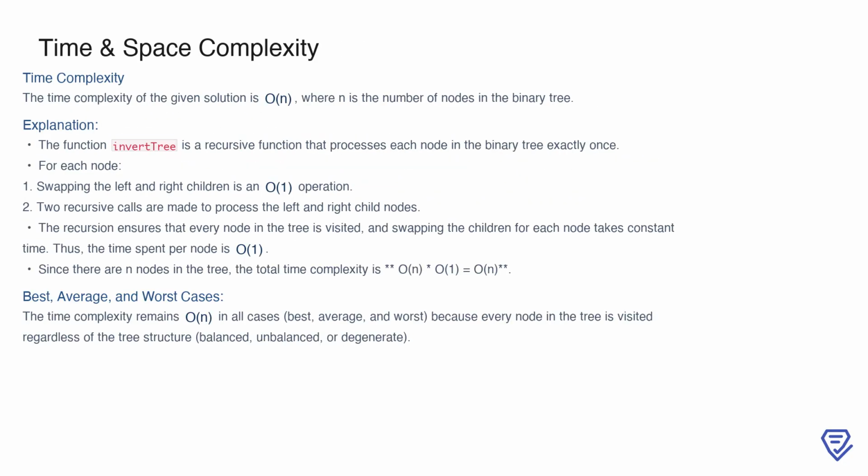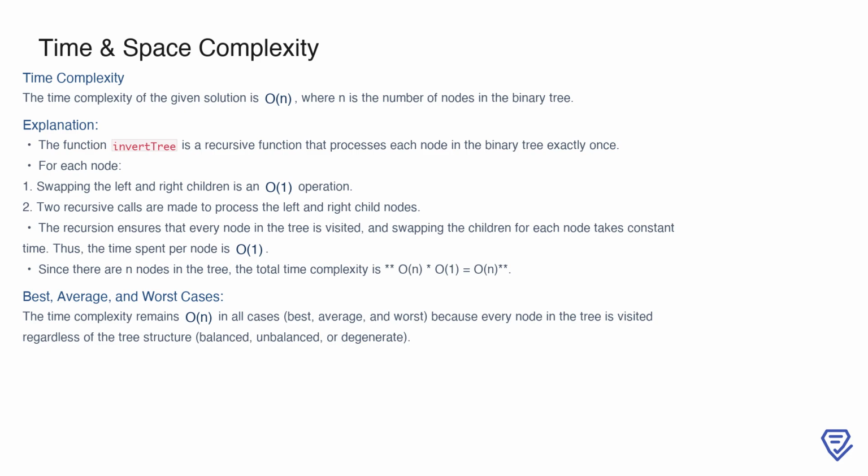The time complexity of our solution is O(n), where n represents the number of nodes in the binary tree. This is because the function, invert tree, processes each node in the tree exactly once. For each node, the operation of swapping its left and right children is an O(1) operation. It takes constant time. Additionally, the function makes two recursive calls, one for the left child and one for the right child, ensuring that all nodes in the tree are eventually visited.